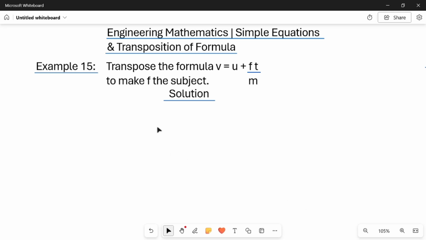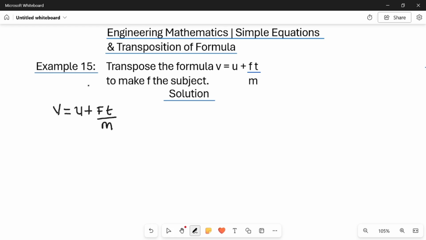So we're given this question: transpose the formula V equals U plus Ft over M to make F the subject of the formula. So this is our equation, and they were telling us to make F here the subject of the formula. So let's first of all write down our equation here. So we have that V is equal to U plus F T all over M.